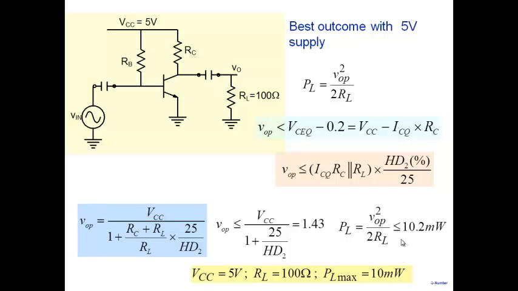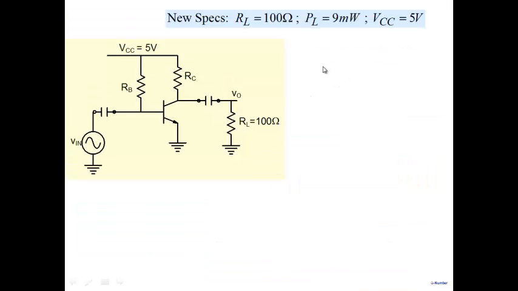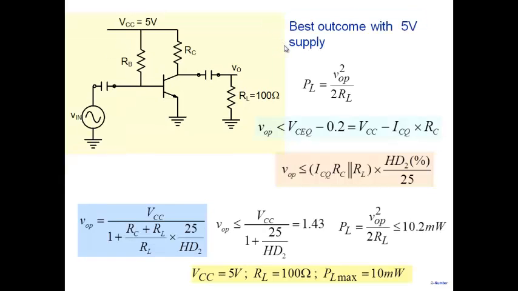So then the reaction of your boss is, okay, you say 10 milliwatts. So he says, okay, give me 9 milliwatts. All right, give me 9 milliwatts. So you feel happy. 9 milliwatts, maybe you can do the design now. So let's go ahead and do the design. 9 milliwatts. So how will we do the design?